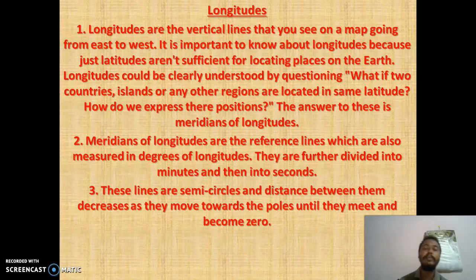You will also come to know today how these meridians help us to find the time of different countries, and the time zones of different continents and places. These lines are semicircles, as I've already told you, and the distance between them decreases as they move towards the poles, and they meet and become zero. From the pole they start as zero.